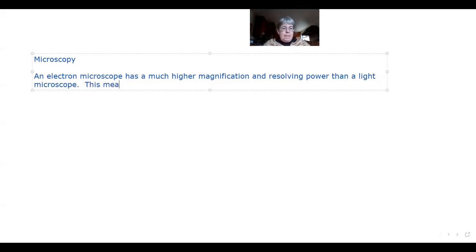And this means that it can be used to study cells in much finer detail than with a light microscope. It means that scientists, or biologists in particular, can now see subcellular structures and get a better understanding of how things work. As I said, it's about 40-50 years ago they really started using it. So that's microscopy. The next bit is the magnification bit.